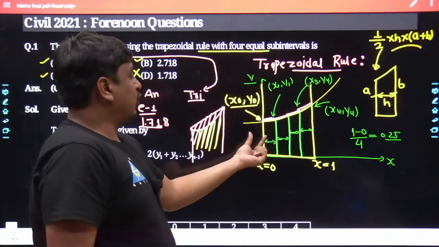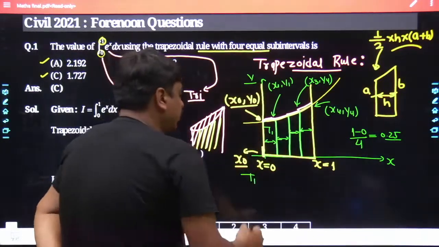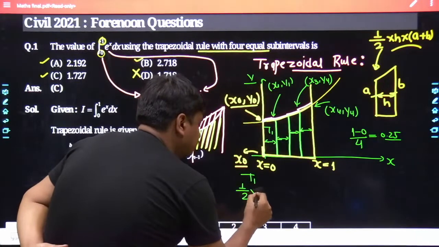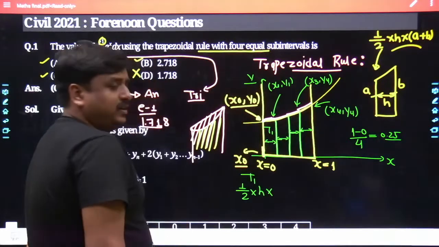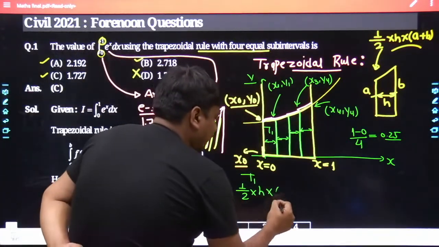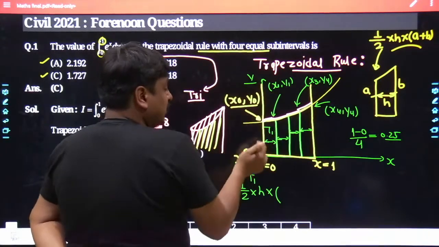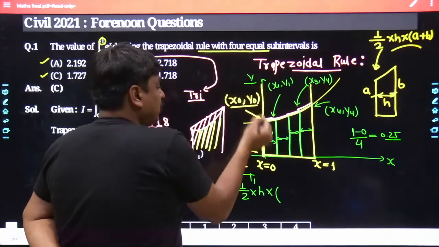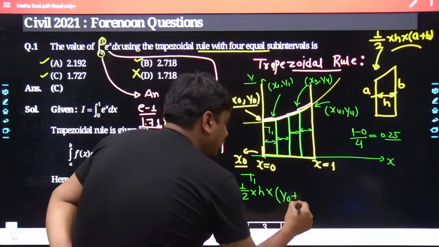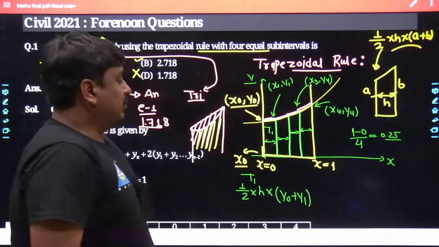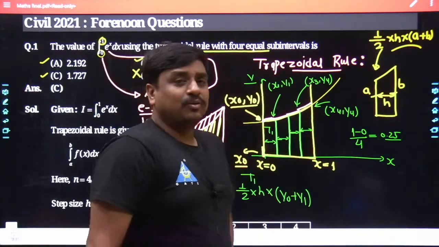So let me focus on the area of the first trapezium. Tell me, what would be the area of the first trapezium? Half times the vertical distance between the two parallel sides, into the addition of the heights or the side lengths of the two parallel sides. Here the side length is nothing but y0, and similarly here the side height is nothing but y1. So here it's going to be y0 plus y1. Yes. Similarly, you will be calculating for T2, T3, and T4.